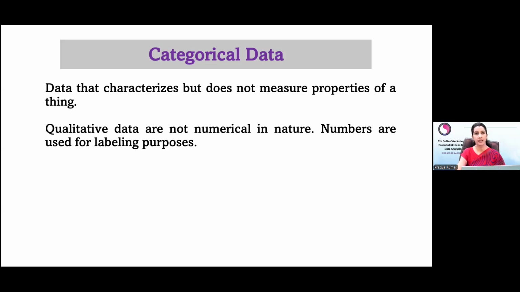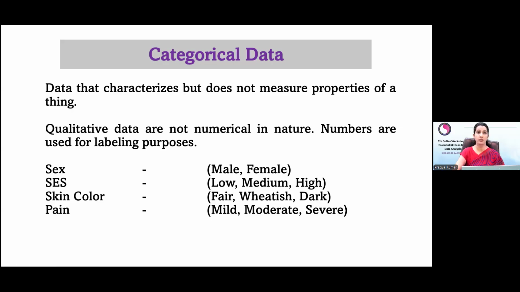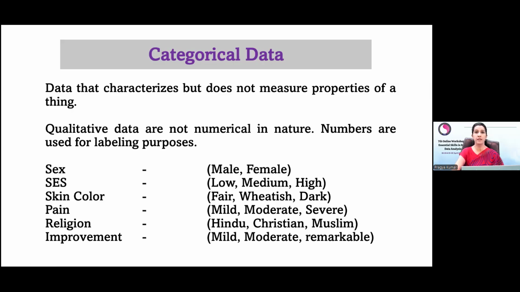And again, nominal, like gender of a person. Socioeconomic status, if it has three values like low, medium, and high, again it is ordinal in nature. You cannot treat it as continuous. Or skin color, fair, wheatish, or dark, or pain, mild, moderate, severe. Or religion, Hindu, Christian, Muslim. Or improvement, mild, moderate.